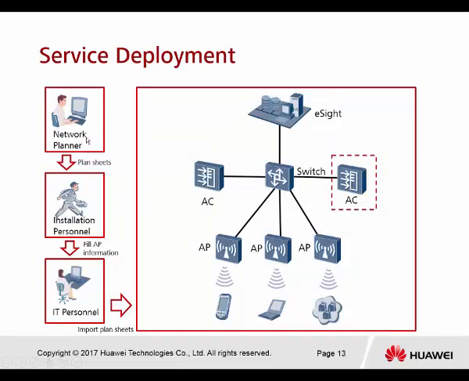The network planner. First we need to have a proper network planning. Plan the SIP, and then installation personnel fill in the AP information. IT personnel import the plan SIP, and now you can get a complete plan. Of course eSight also has auto discovery, but you need all the devices to already be configured with an IP address and enabled with SNMP, because Huawei eSight supports discovery using SNMP or ICMP.